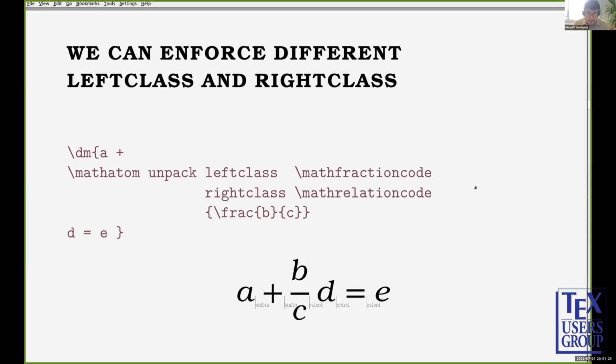This is a silly example, but there is also a possibility to set different spacing, or to identify an atom differently to the left and to the right, so to say. So this fraction here is identified as a fraction to the left. We get a binary fraction space here, and it's identified as a relation to the right. This is nothing that you usually do, but currently I think that the units are set up so that they are identified as dimension to the left and as ordinary to the right. Not that it matters too much for them, I think, but it's possible to do this kind of different setup.